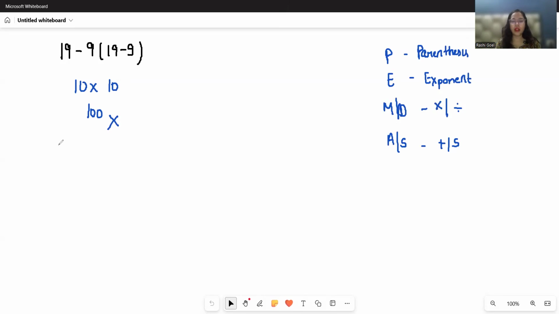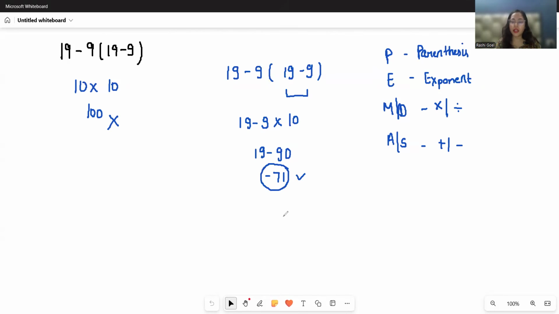So now let's rewrite the expression and solve with the help of the PEMDAS rule. So 19 minus 9 bracket 19 minus 9. First we have to solve the parenthesis. So this parenthesis is 19 minus 9, that is 10. Now write the left terms, that is 19 minus 9, and there is a multiplication sign. So as per the PEMDAS rule, we have to give priority to multiplication over subtraction. So 9 times 10 is 90, and 19 minus 90 is minus 71. So what is the correct answer? Minus 71, not 100. I hope it's clear and you find it useful.